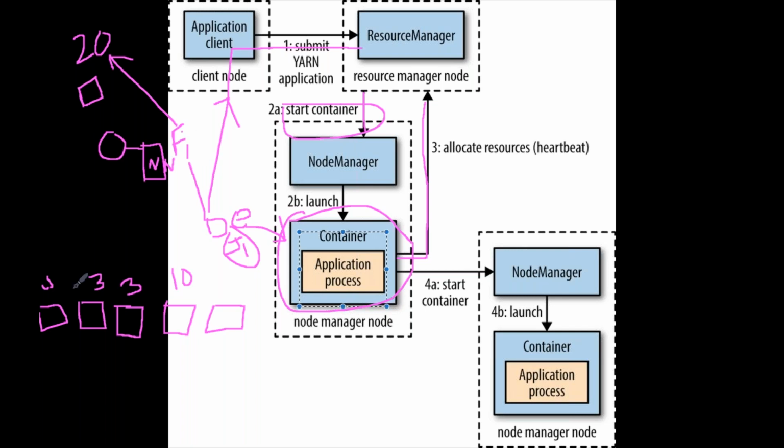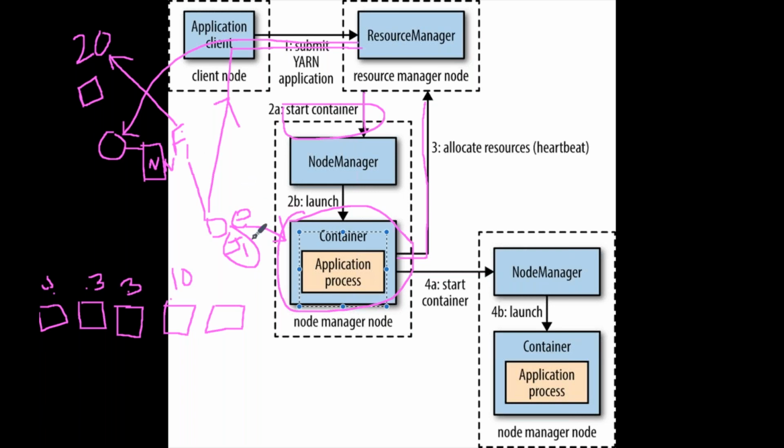So this data is stored on what? Data node 1, data node 2, data node 3, data node 4. So how does the resource manager know this? Because the resource manager does not know anything about the data location. So who knows this information? Your name node.